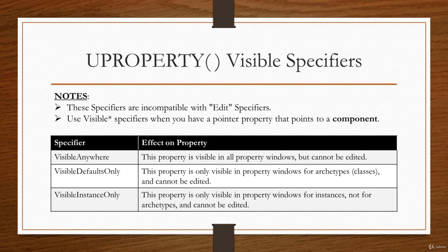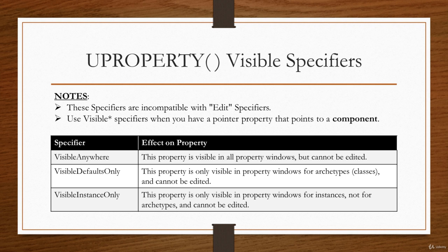so as to kind of clear up some of the confusion that you might have. So visible anywhere, that specifier, okay, we have to the left the specifiers and to the right the effect on the property. So visible anywhere, this property is visible in all property windows, but cannot be edited. So you can see the property. So let's say you have a health, an integer, you can see what the value is, but you cannot edit that. Okay, you have to go back to C++, for example, or use blueprint logic to go and manipulate that value. We'll talk about that in more detail later.